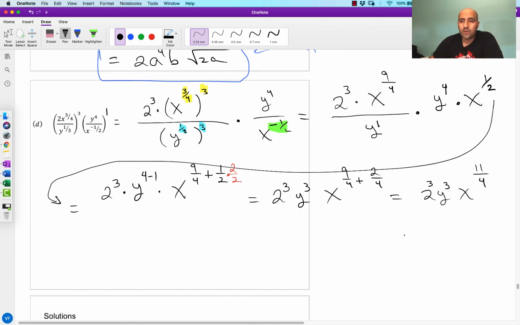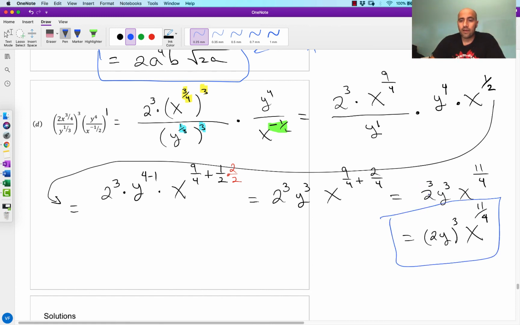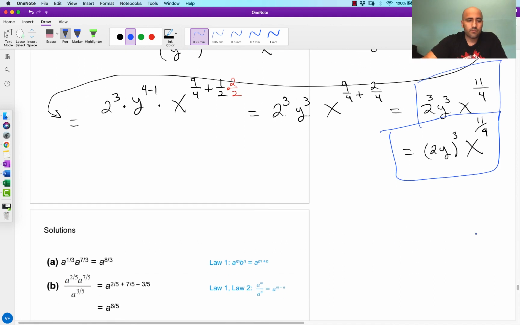So that's pretty good, or you can wrap these up, since they're both being raised to the power of 3, and write it as 2y raised to the power of 3, x to the power of 11/4. So that could be a good answer there. Either that one or that one. Let's see what the author did.